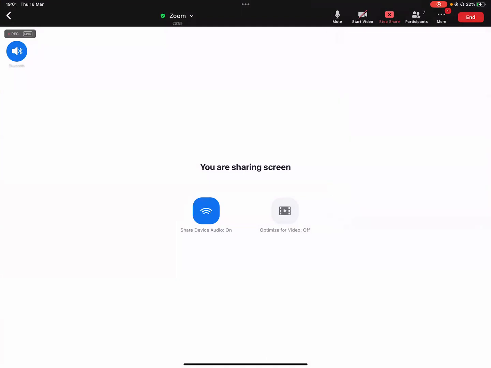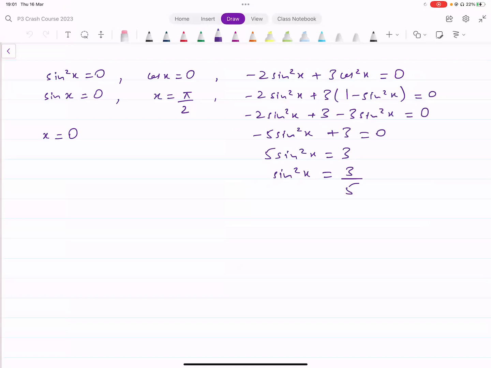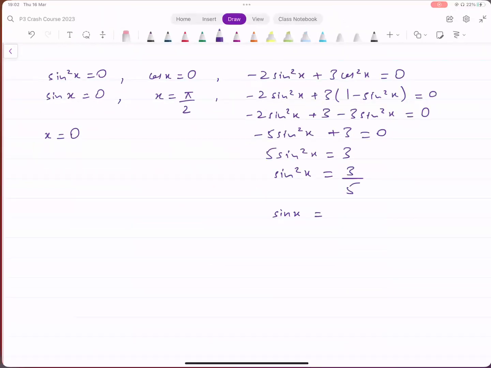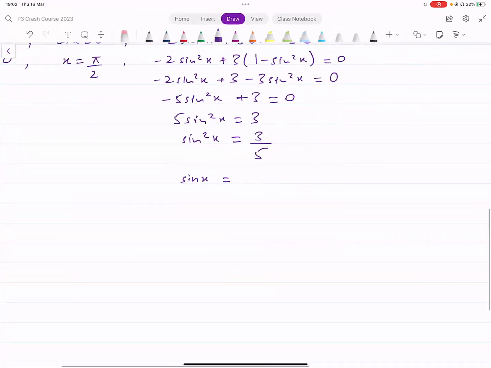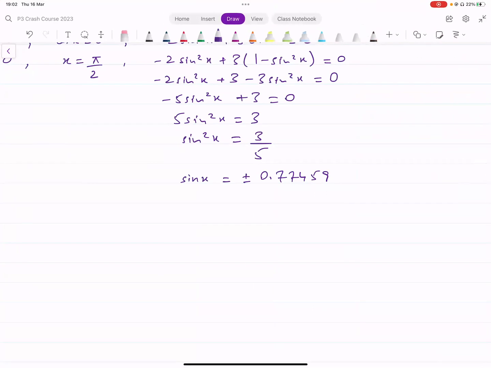0.775, is that exact? We want at least 4 significant figures in our working. Do we have a more accurate value than this? 0.775. Let's see if I can find the calculator somewhere. 0.77459. Okay, good. Let's write that down. So when we take square root, remember we have to put plus minus. So that's 0.77459. That's the value that we're getting.